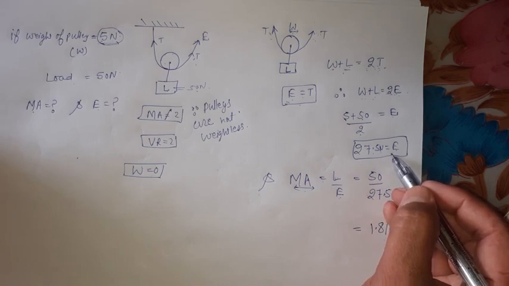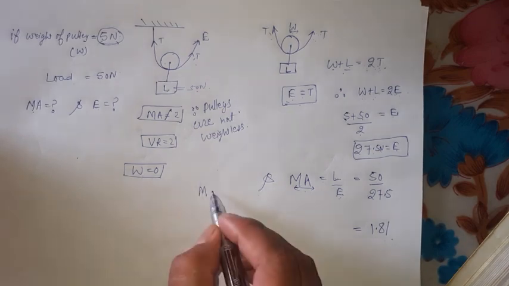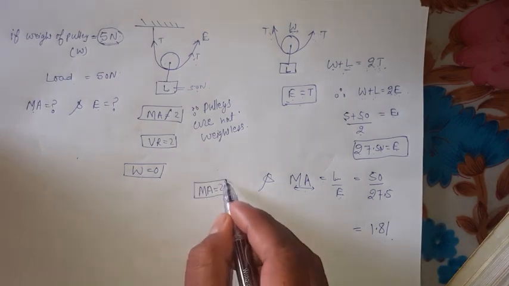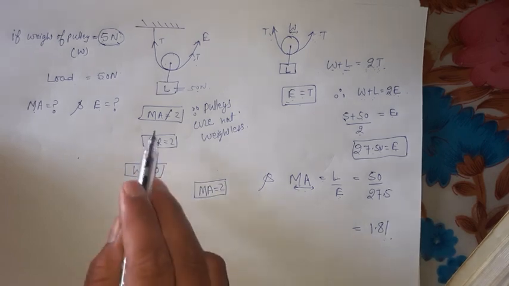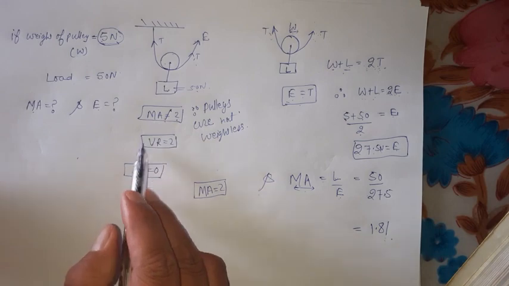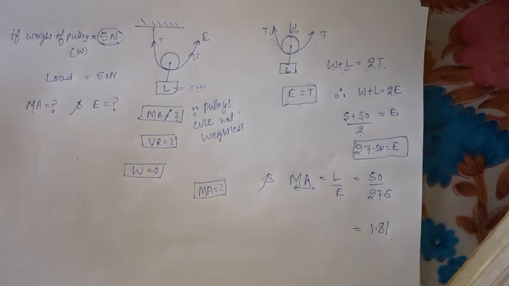So in the case when the weight of this pulley is equal to 0, the mechanical advantage will be 2. Otherwise the mechanical advantage will be less than 2. Therefore, on the basis of this, efficiency will not be 100% for this single movable pulley. So thank you for watching.